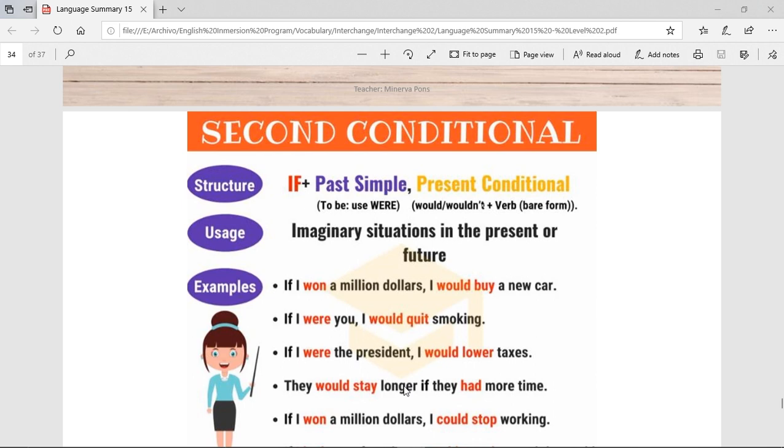Okay? So basically, you're using this for different imaginary situations. You can also use it in the second way. You can start with this and then you don't need to use the comma. I would lower taxes if I were president. Or, if I were the president, comma, I would lower taxes. The same with this: they would stay longer if they had more time. If they had more time, comma, they would stay longer. Both of them work. Okay? You see? It's really, really simple.